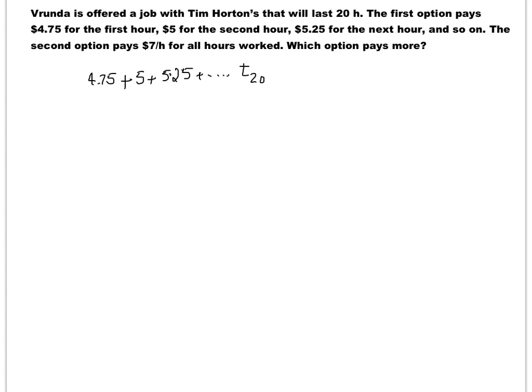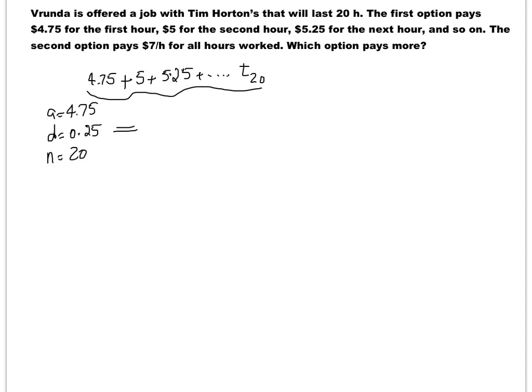Now if you look at this one, this is going to be an arithmetic sequence, and the first term, a, is 4.75. d is 5 minus 4.75, which is 25 cents. And the number of terms is 20 because she's going to work 20 hours. So we have to find the sum here and compare it with the next option, which is $7 an hour.